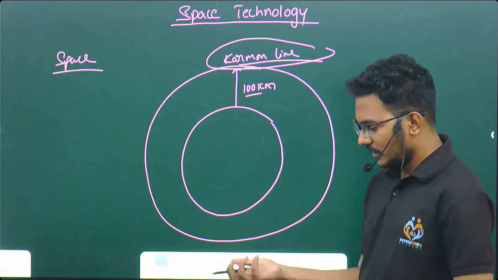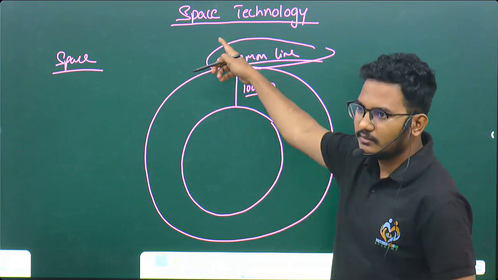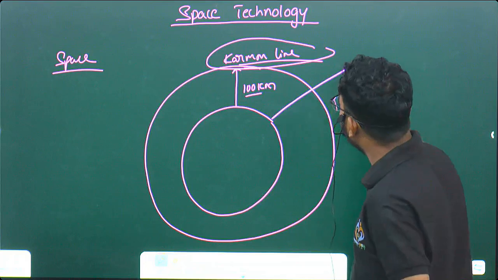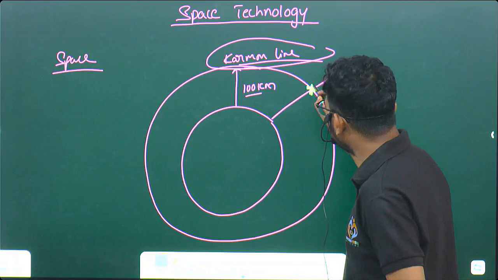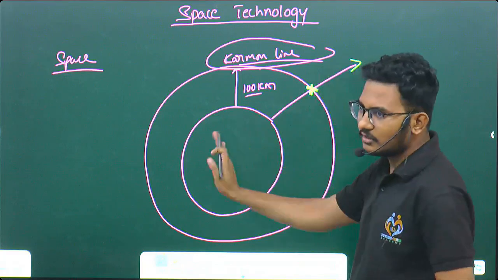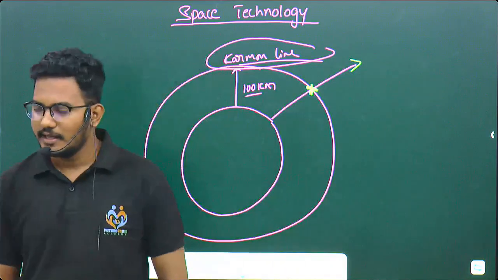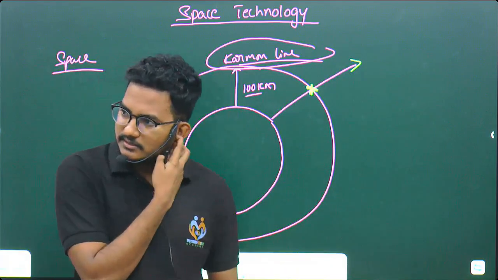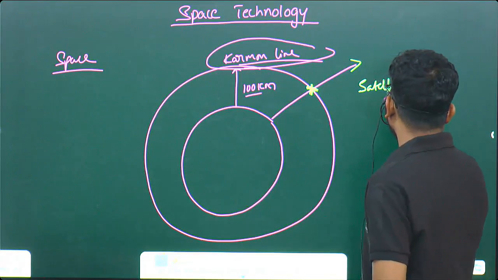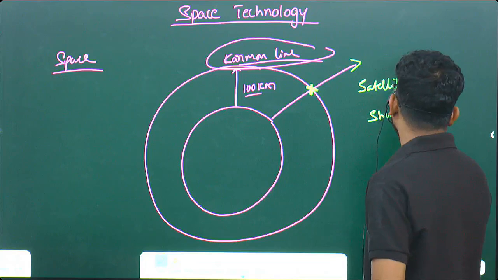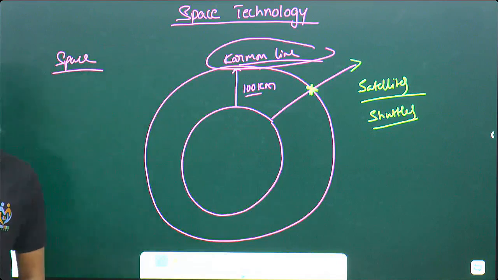Example, I have taken a stone and thrown it into the atmosphere. Till it crosses 100 kilometers, it is not called a spacecraft, but after that it will be called a spacecraft. Examples: satellites, shuttles.